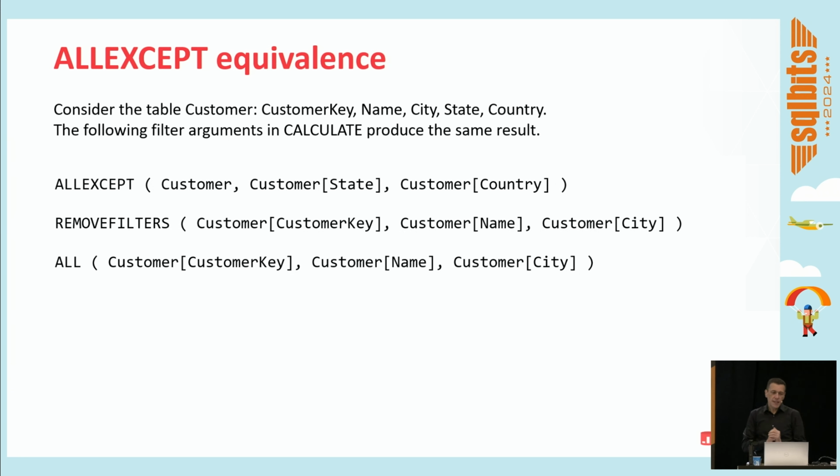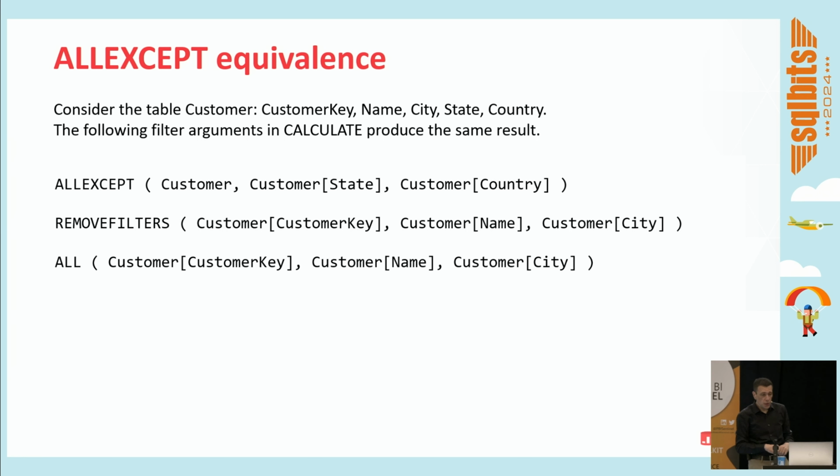Now, if I go to the next slide, when we write ALLEXCEPT table, column, column, for example, we remove all the filters from the table Customer, but State and Country. It means that we want to keep the existing filters over Country and State and remove the filter from any other column without knowing which these columns are, which could be useful for maintenance.